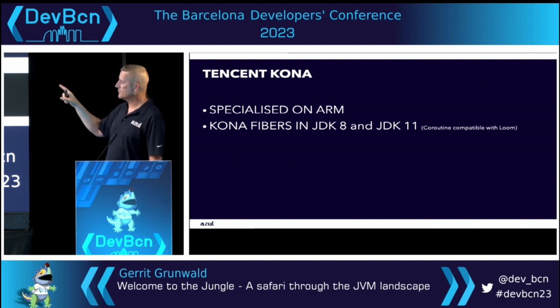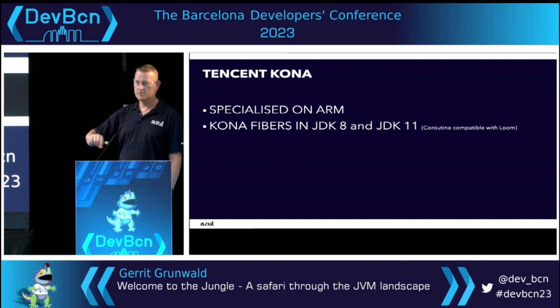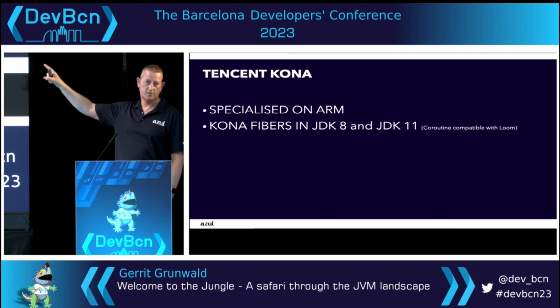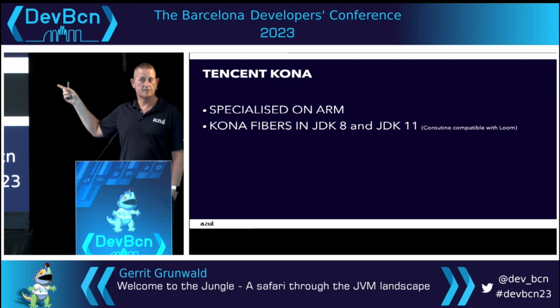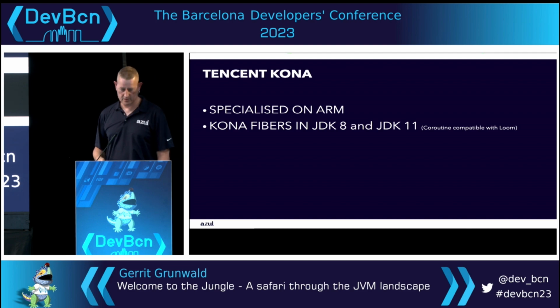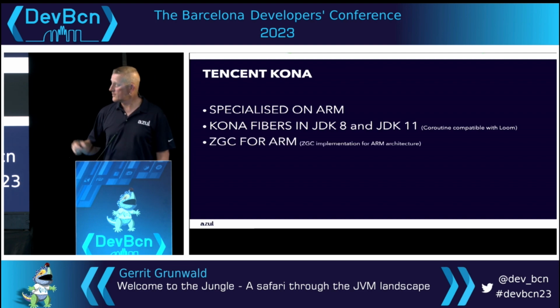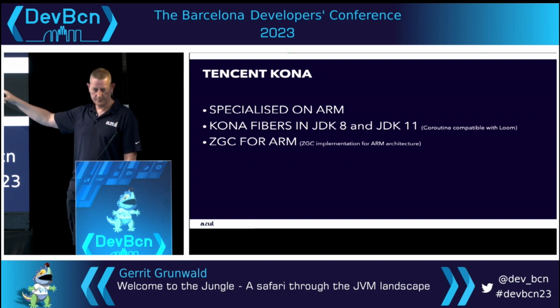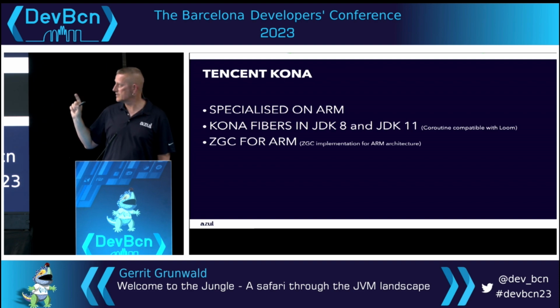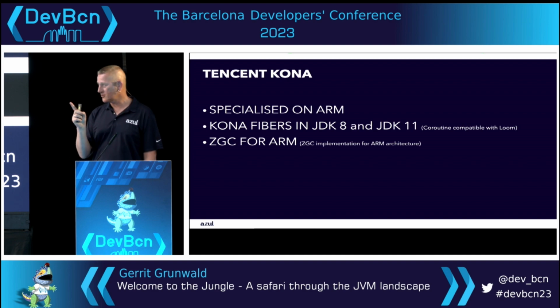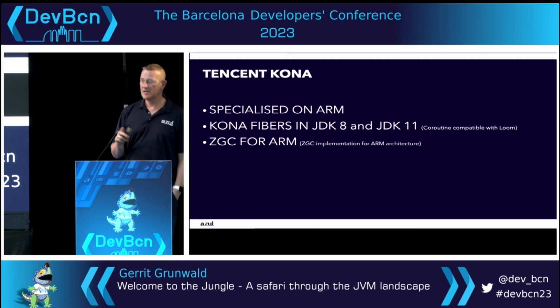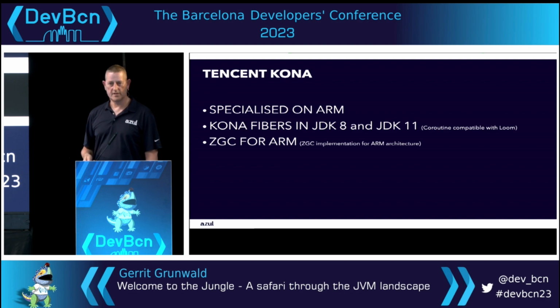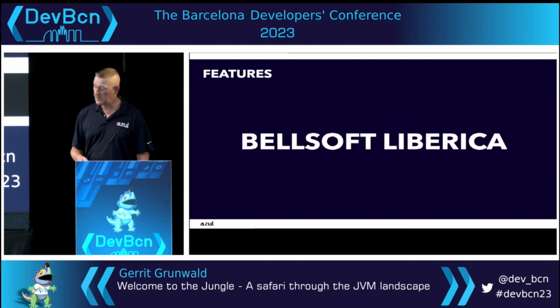So if you would like to play around with something like Loom on JDK 8, you might want to take a look at Tencent Kona, right? And they also prove it's faster than Loom. They have some benchmarks on their website where you can look it up. The other thing that they do, they ported the ZGC to ARM. So if you run on ARM devices, they did the port of the ZGC. So it's a cool company. They do some cool stuff. They are not compliant to the TCK, but maybe they just didn't apply for it. I have no idea.